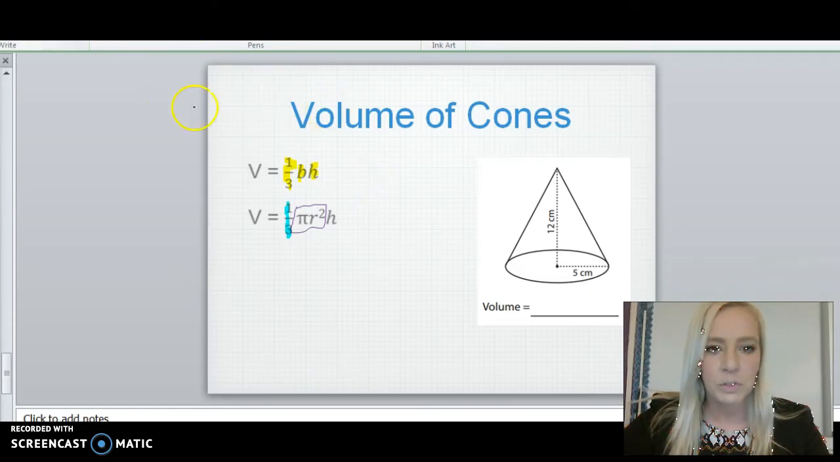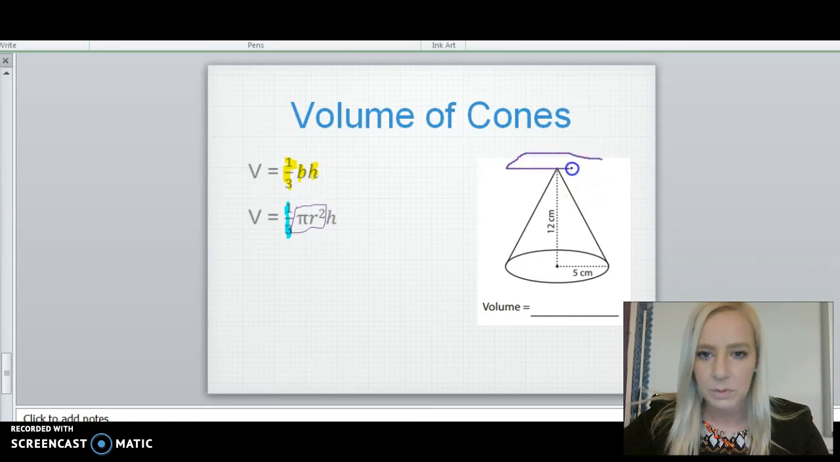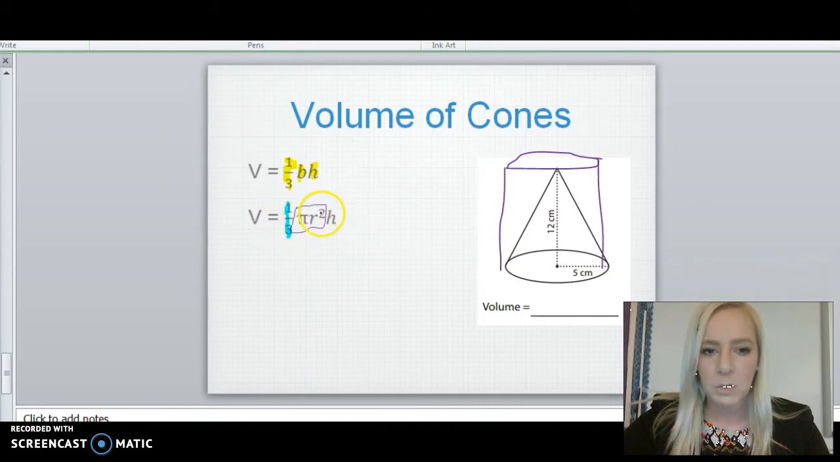So if I were to turn this into a cylinder, the best that I can on my ink tools, a cone is 1/3 of a cylinder. Or you can calculate the pi r squared times the height and divide by 3. Those are two different ways to find the volume of a cone. So let's go ahead and calculate our volume.